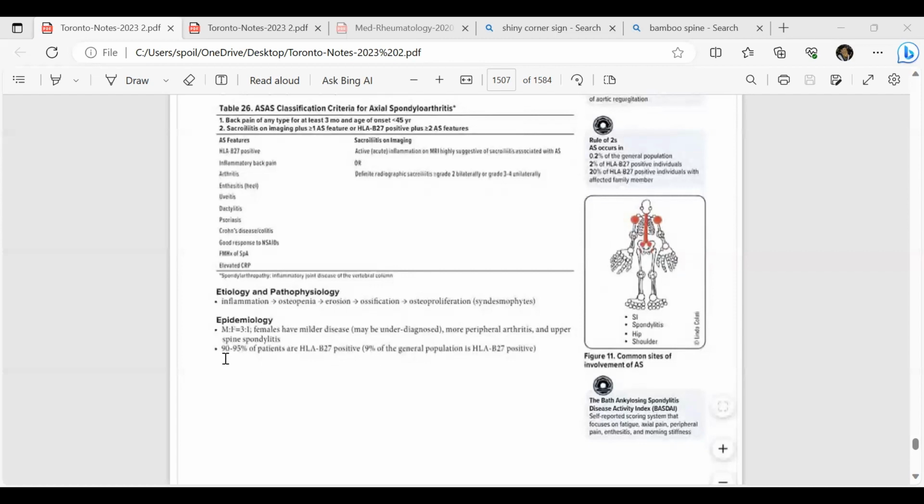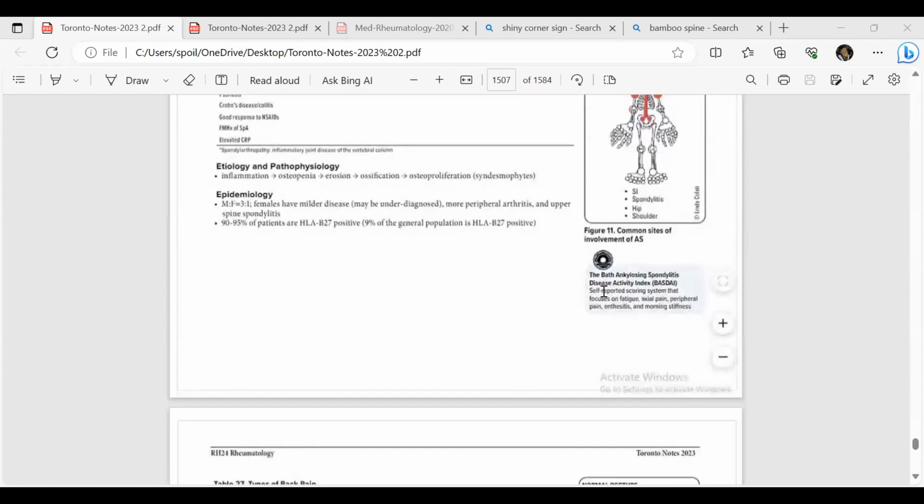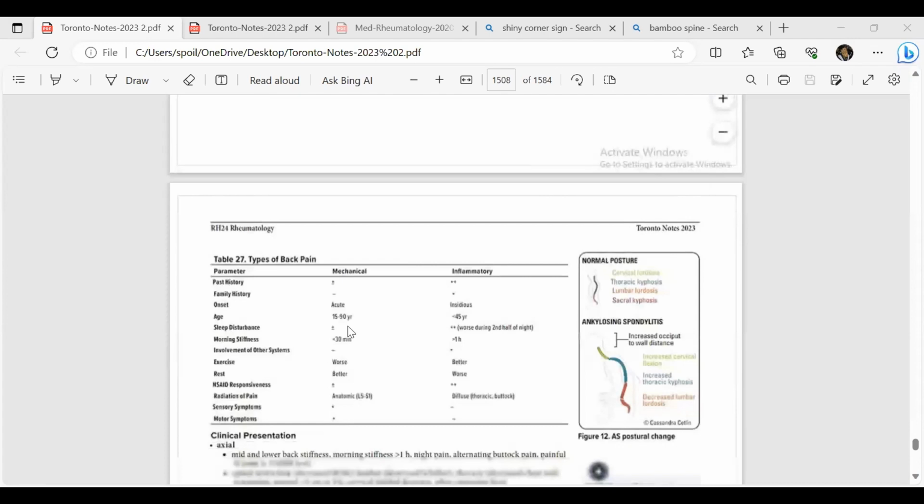Okay. 90 to 95% of patients who have AS are HLA-B27 positive. However, in the general population, 9% of people are positive for HLA-B27. Now this is the BASDAI, the Bath Ankylosing Spondylitis Disease Activity Index, which is a self-reported scoring system that focuses on fatigue, axial pain, peripheral pain, and morning stiffness. This is a scoring system through which we can define this.